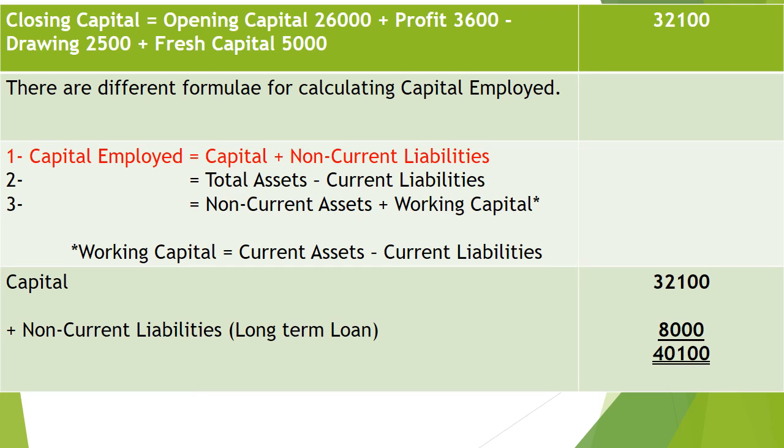So we have in this question capital and non-current liabilities. So we will add capital plus non-current liabilities to find out capital employed. Capital is 32,100, which we found in this working, plus non-current liabilities, long-term loan 8,000, and when we add these two, we will find 40,100.